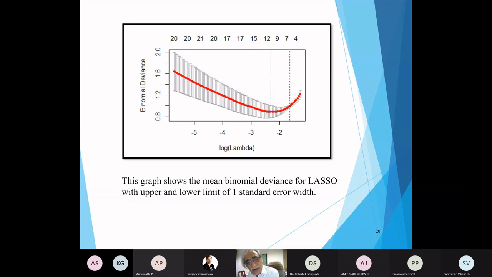Now, how is binomial deviance defined? The binomial deviance is defined as P times log P plus 1 minus P times log 1 minus P. That is the question that probably must have come to your mind. So for two classes, you have P times log P plus 1 minus P times log of 1 minus P. If you have M classes, say class 0 is the class of healthy patients, class 1 is the class of grade 1 patients, class 2 is the class of grade 2 patients, class 3 is the class of grade 3 patients, class 4 is the class of grade 4 patients.